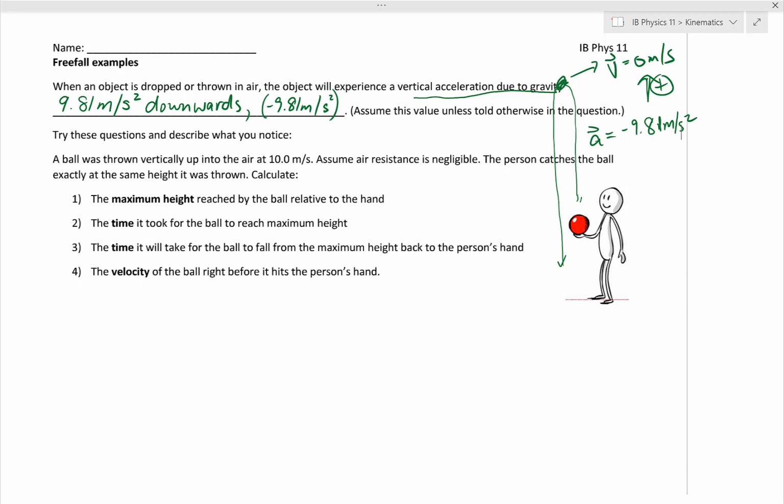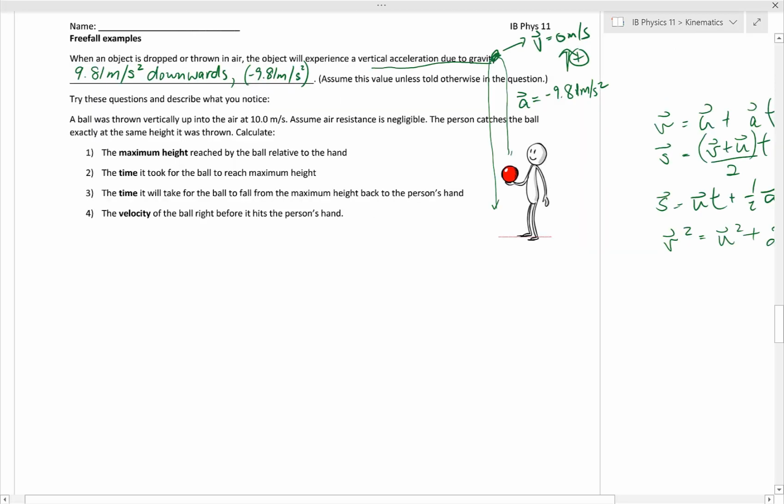I'm going to just quickly write the kinematics equations on the side so you have it as reference. And okay, without further ado, let's begin. If you're trying yourself, please pause. Otherwise, I'm going to go ahead.